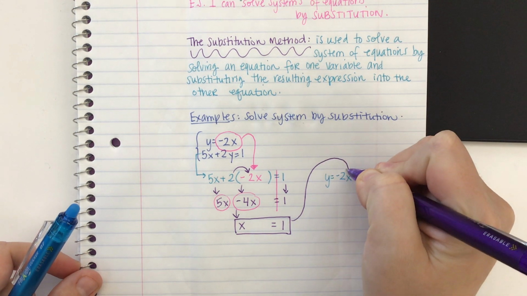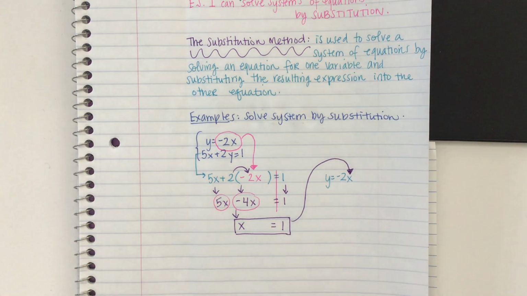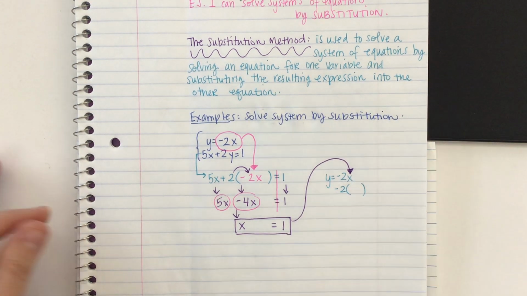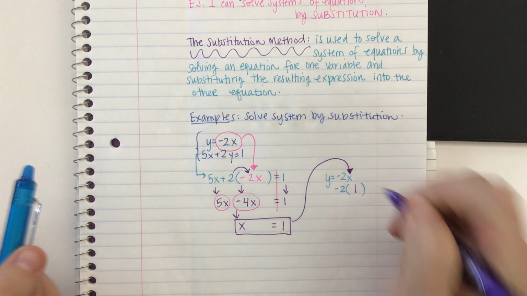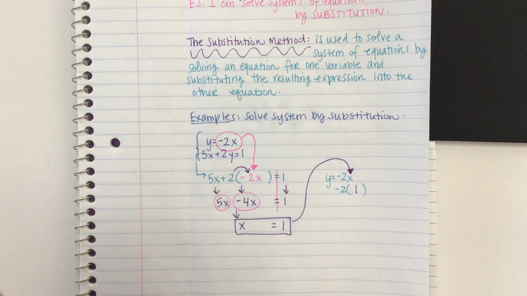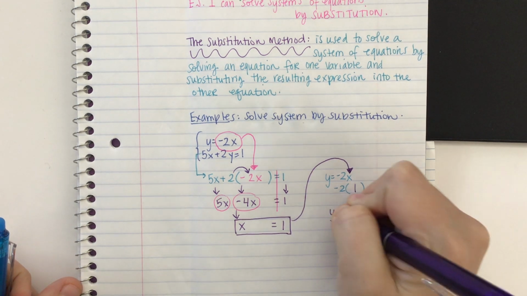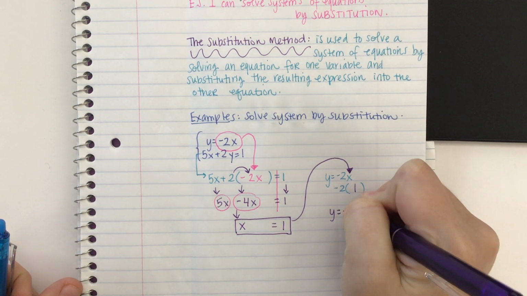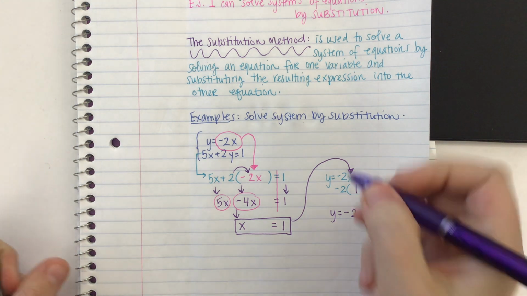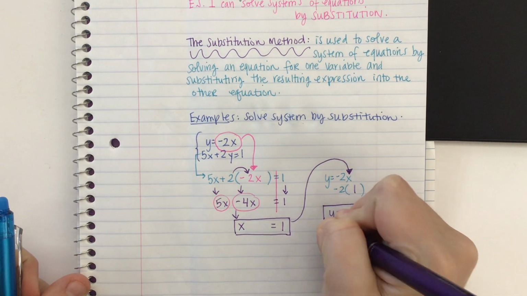So we're going to take that and substitute it into the first equation. And so then we have negative 2, open our parentheses, and we're going to plop the 1 in there. So y is equal to negative 2 times 1, and therefore y equals negative 2, because negative 2 times 1 is negative 2. And there's our second part of our answer.